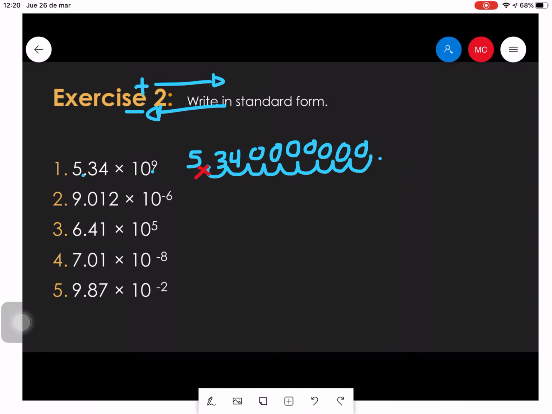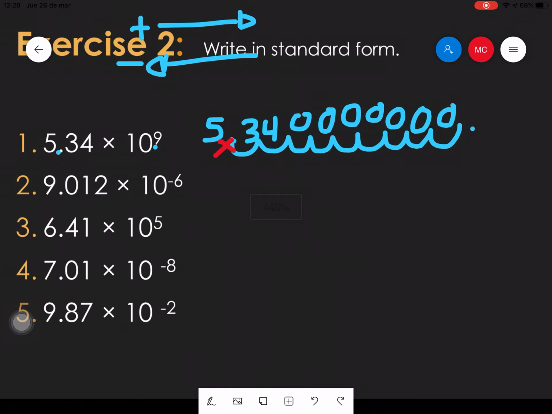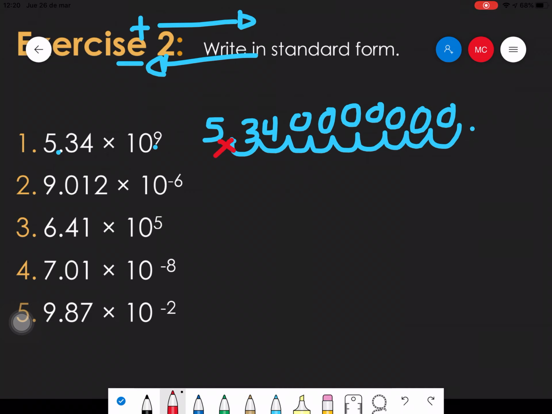The second one says 9.012 times 10 to the negative power of 6. I do the same thing. I notice that the exponent is negative, so I'm going to move to the left. How many times? Just 6. So let's write down the number.